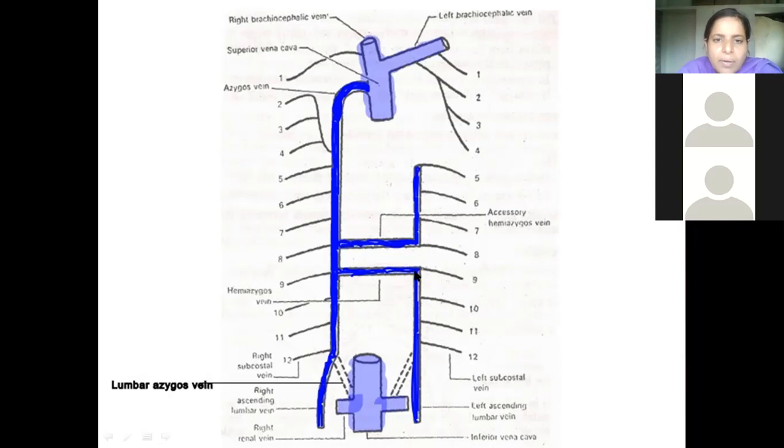Okay beta. So when you talk about hemiazygous, here also you should write: left ascending lumbar vein and left subcostal vein will join to form the hemiazygous vein.